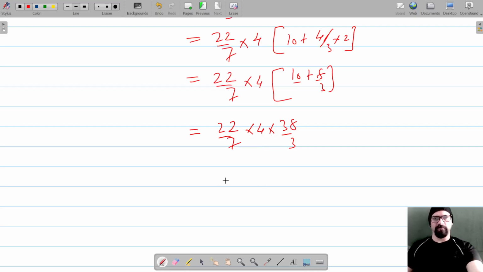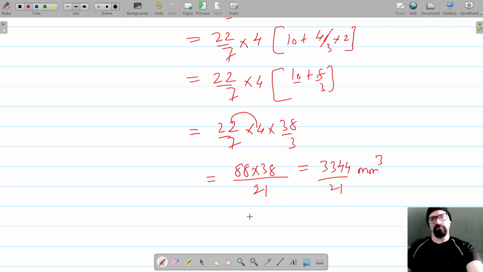Okay, so if I multiply these two, this gives me 7 3s are 21, and 22 into 4 is 88 into 38. If you multiply 88 into 38, it should give me 3344. So this is 3344 divided by 21 in millimeter cube, and if we want to get this in decimals, 3344 divided by 21 should give me 159.24.